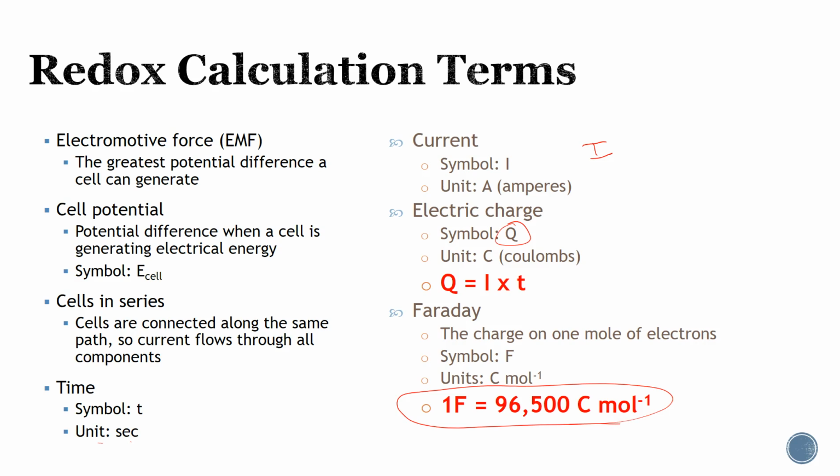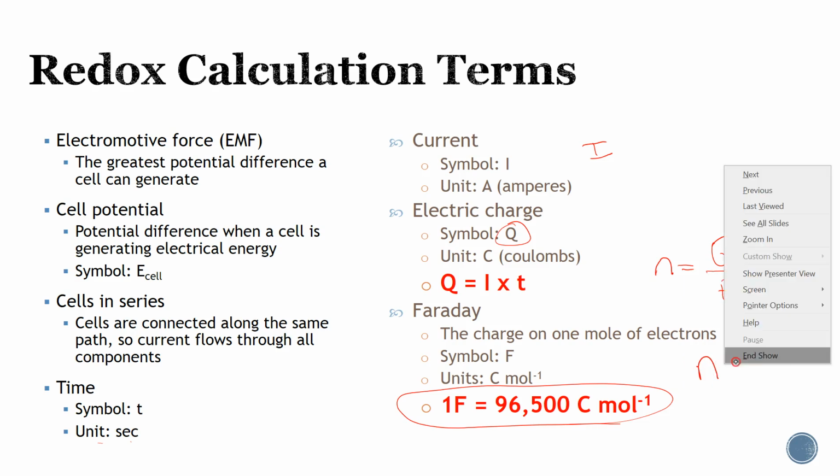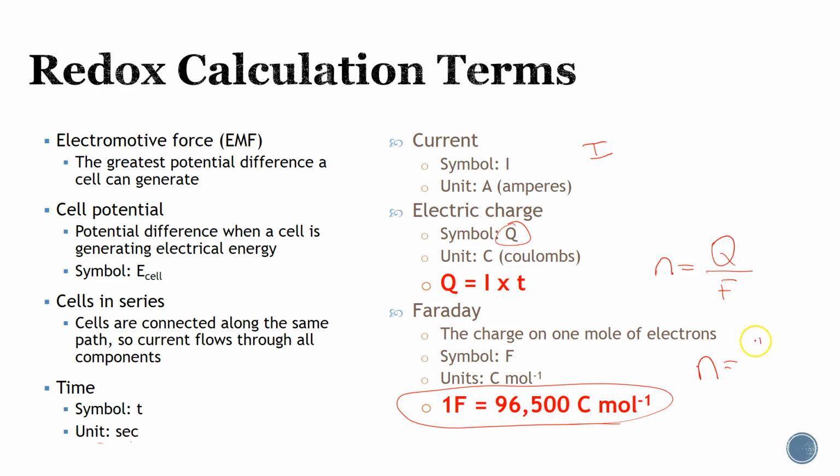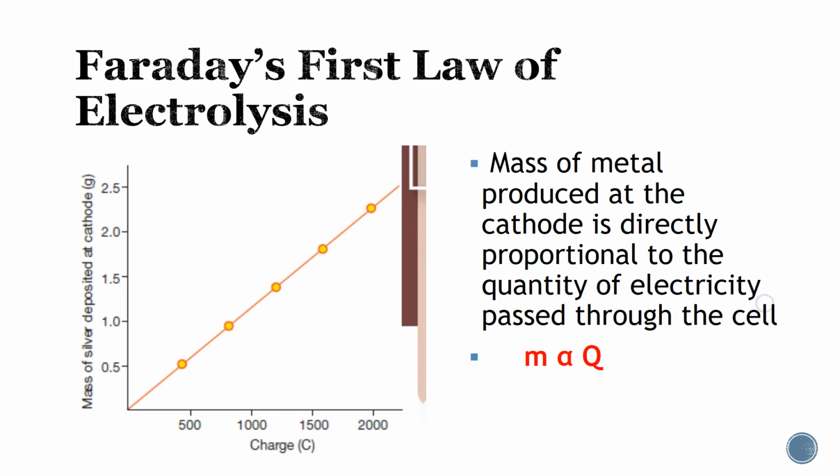96,500 coulombs per mole. So if you haven't figured this out already, that means we're heading to a new equation for the mole, where the number of moles of substance can be given by dividing the charge that goes through a cell by Faraday. Okay, or n is equal to It over F. So a couple more equations for the mole heading our way.